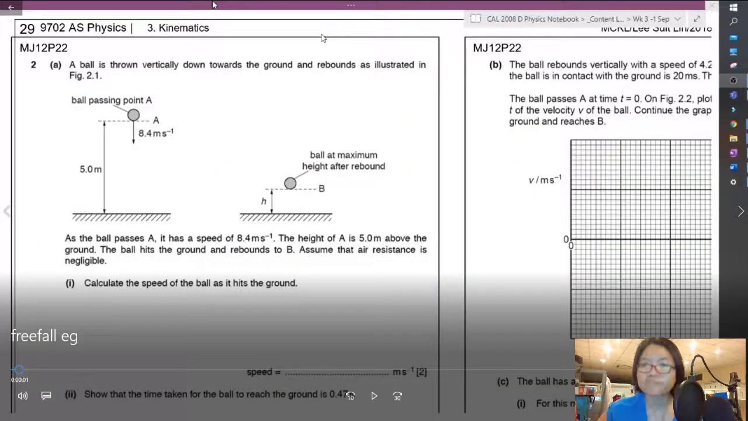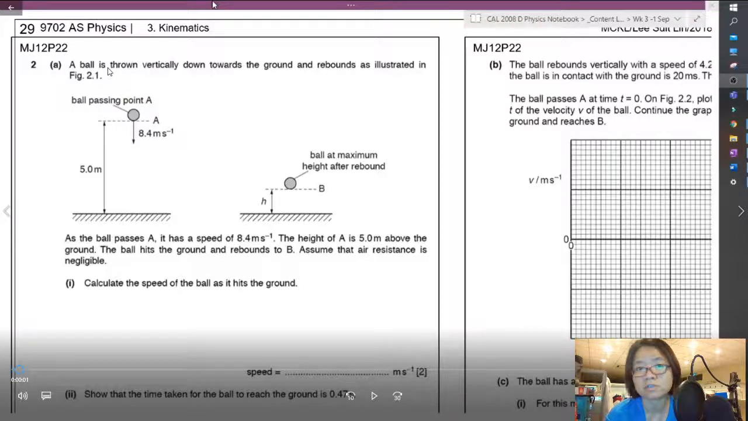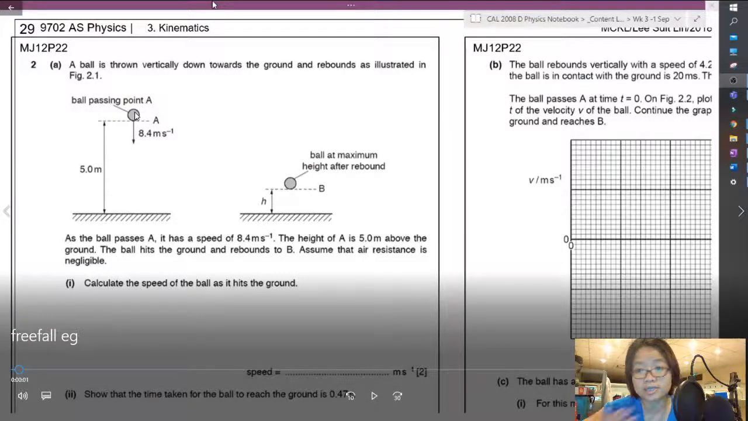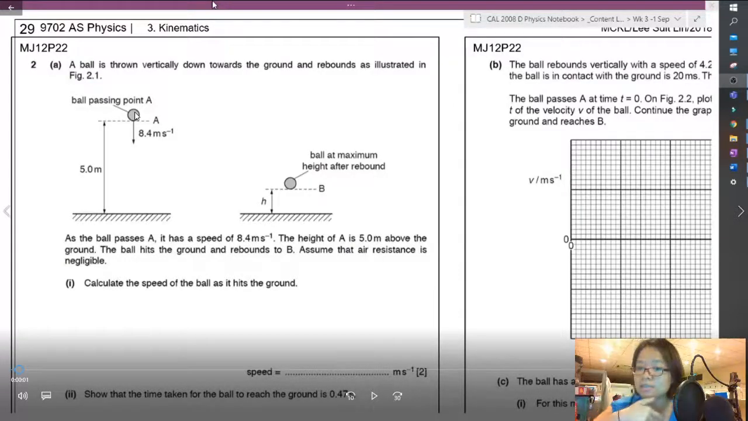Okay, this is our first example. It's on page 29, or specifically, if the page number has changed because you are a different intake, then this will be May/June 2012, paper 22. Alright, so you can see here there's a ball, okay, we released it. This example is almost identical to what I just discussed a few minutes ago.